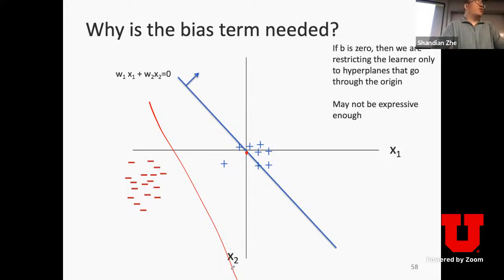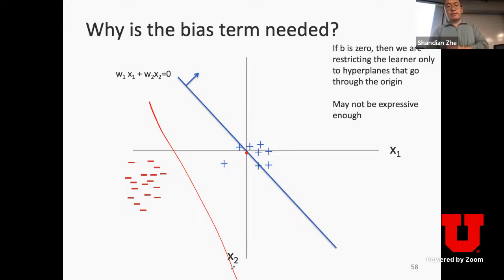So the bias term is important, although it's just a number. It enhances the flexibility of the classifying boundary, allowing it to be at any position in the whole instance space rather than fixed to pass through the origin.